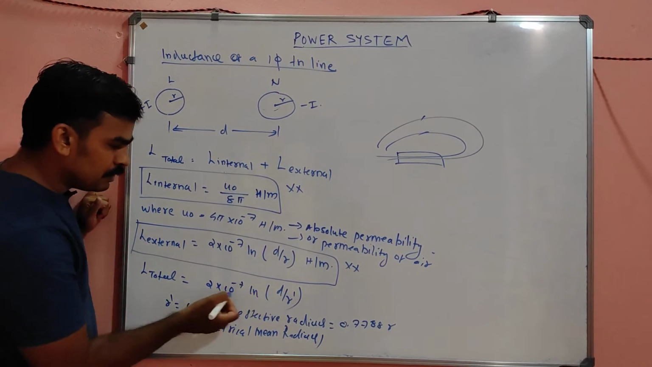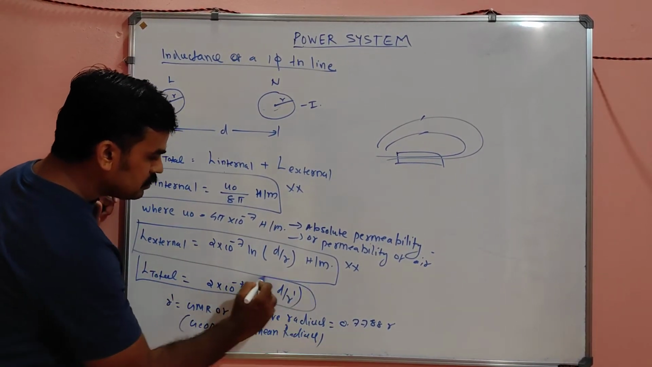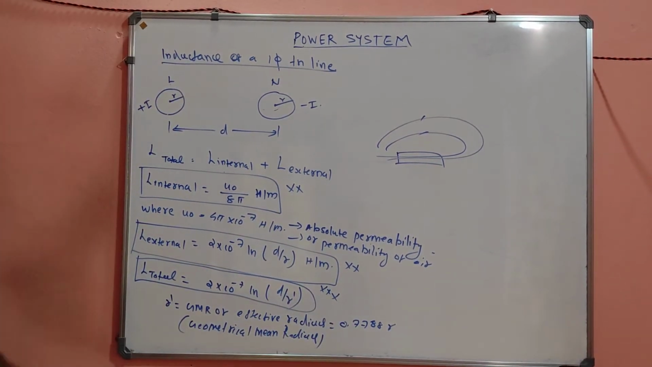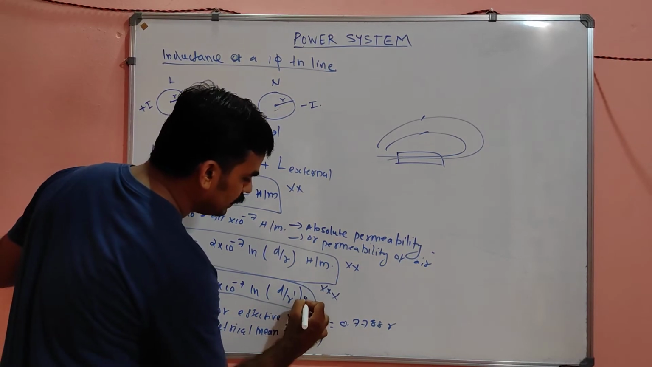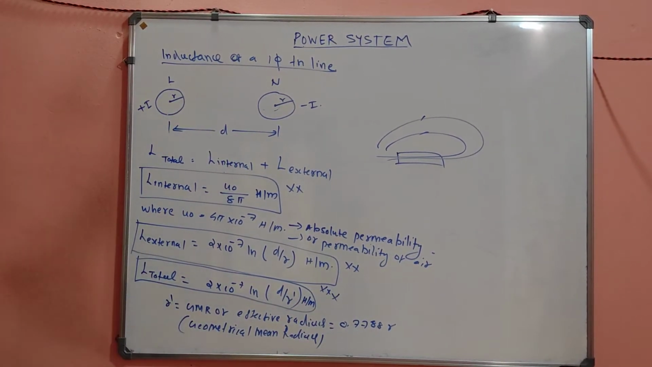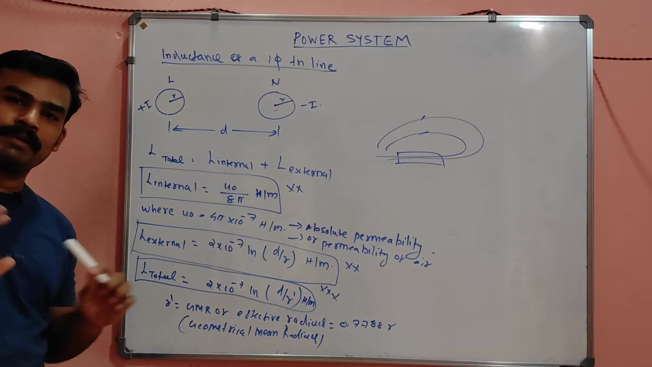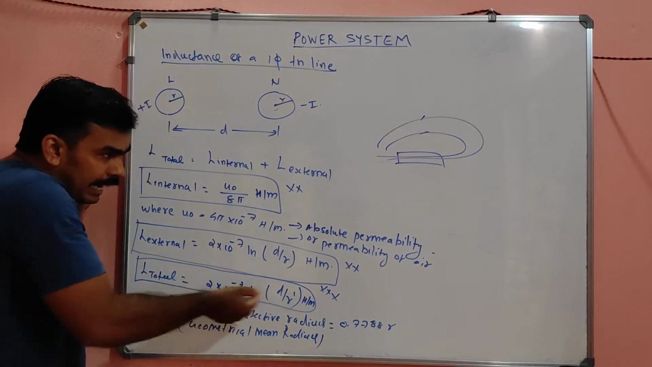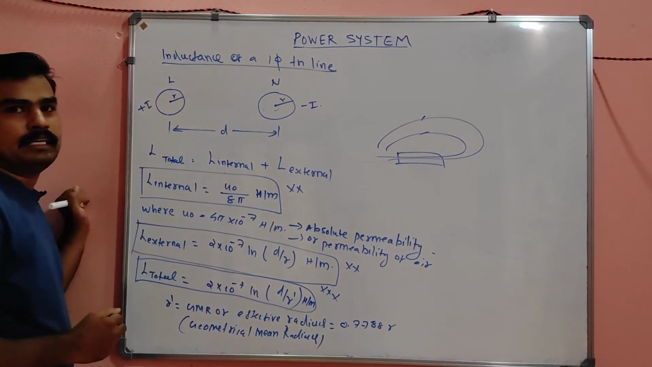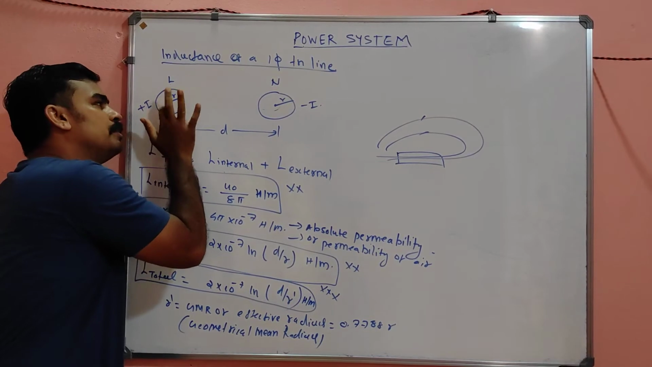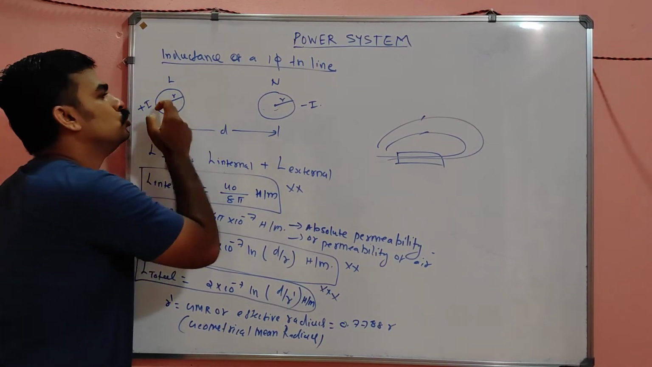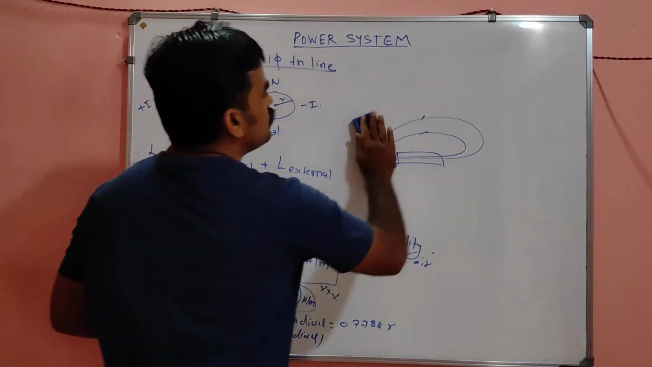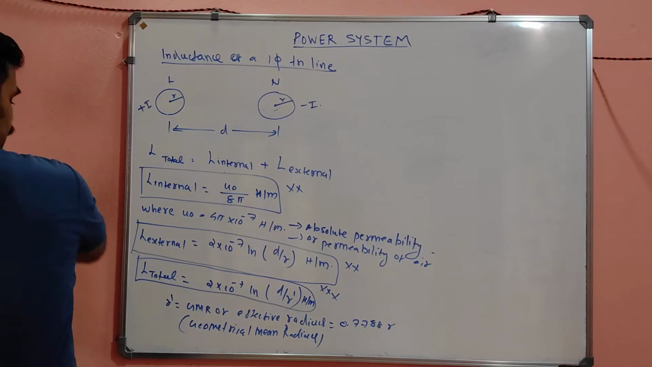That's all. So in terms of GMR, finally we have the equation: L total is equal to 2 into 10 raised to minus 7 ln d by r dash Henry per meter. This is a single line inductance, the inductance due to this line only. But not only this line contributes to the single phase transmission line; 2 conductors are there for a single phase transmission line. So instead of this single line, this is per phase now.